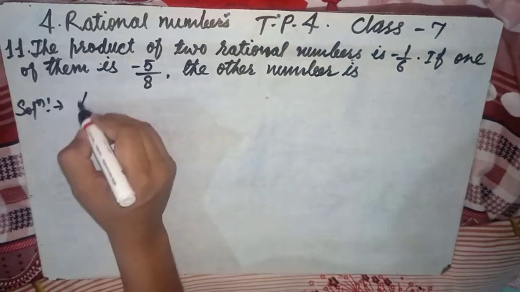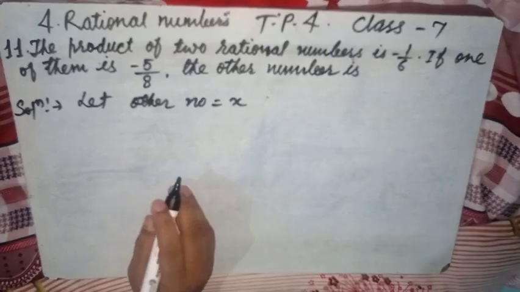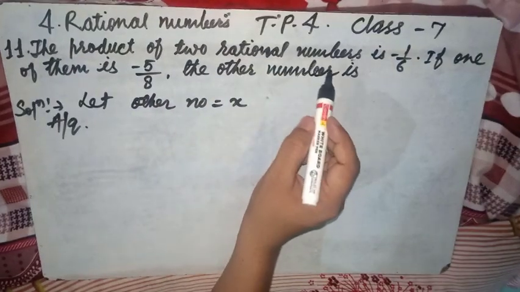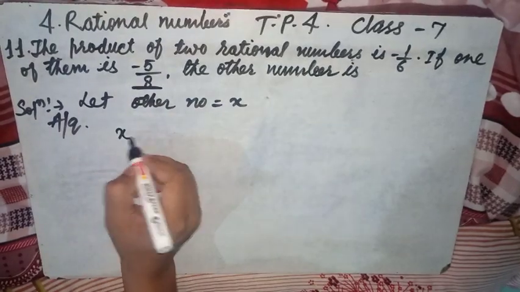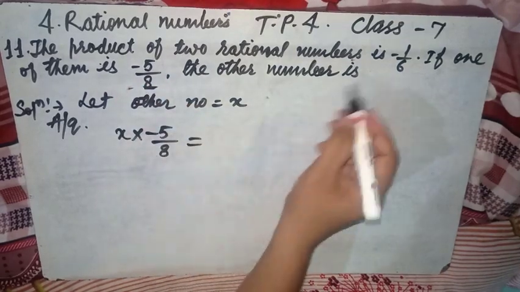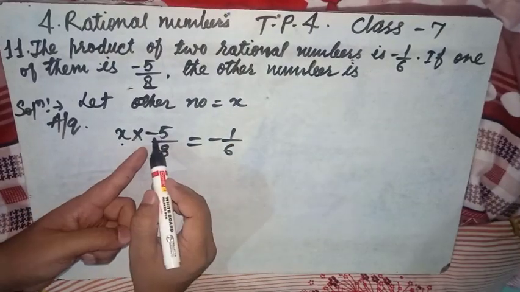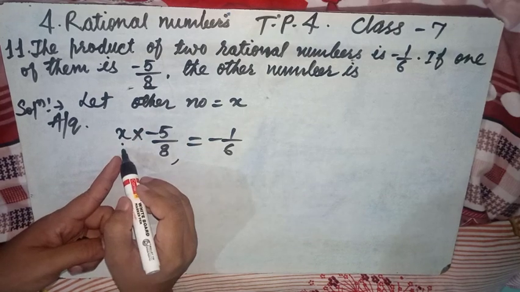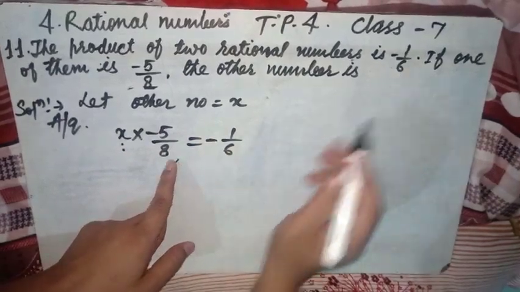So here let's suppose the other number is equal to x. Now according to the question, the product of two numbers is minus 1 by 6, as given. Now find the other number. The other number multiplied by the one that is given is equal to minus 1 by 6. Why? Because they gave the product of two numbers. Here is the one number that is given and here is the other number, meaning the product of two numbers is equal to minus 1 by 6. It is given. Now solve.